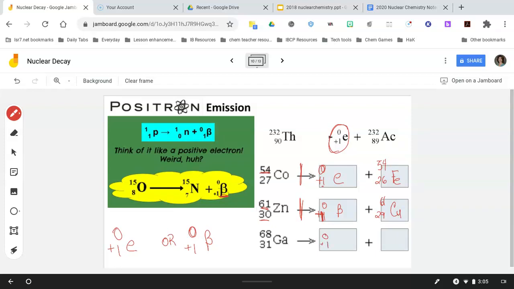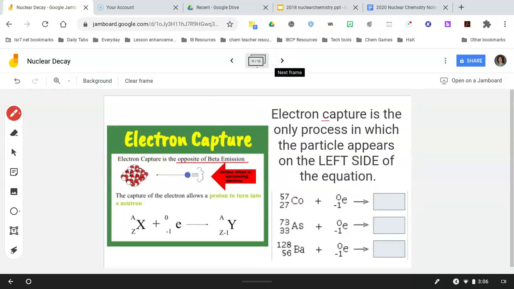If it's positron emission, I'm looking at 68 for my mass number and a 30 for my atomic number. And that makes this element 30, which is zinc. 30 plus 1 is 31. And that's your positron emission. So we're following the same process for all types of decay.